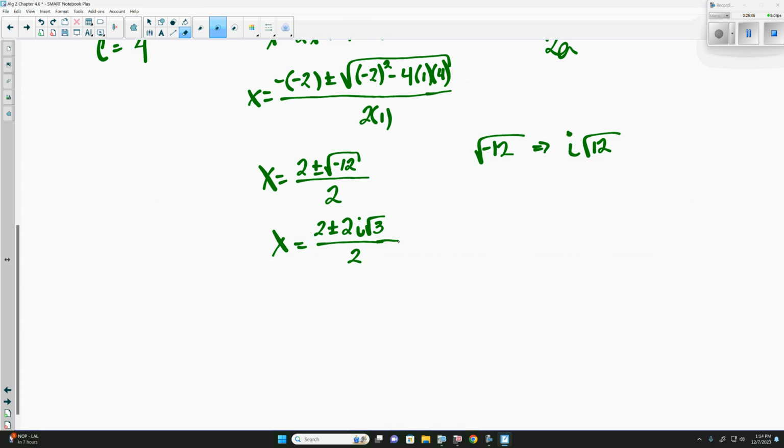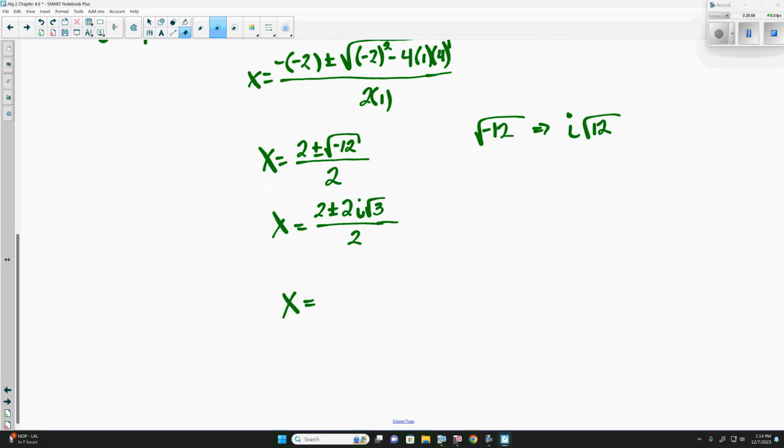Questions on this here before we do the last step? The two numerators are both divisible by our denominator. 2 divided by 2 is 1. 2i square root of 3 divided by 2. Well, the 2 divided by 2 is 1, leaving us with i square root of 3.